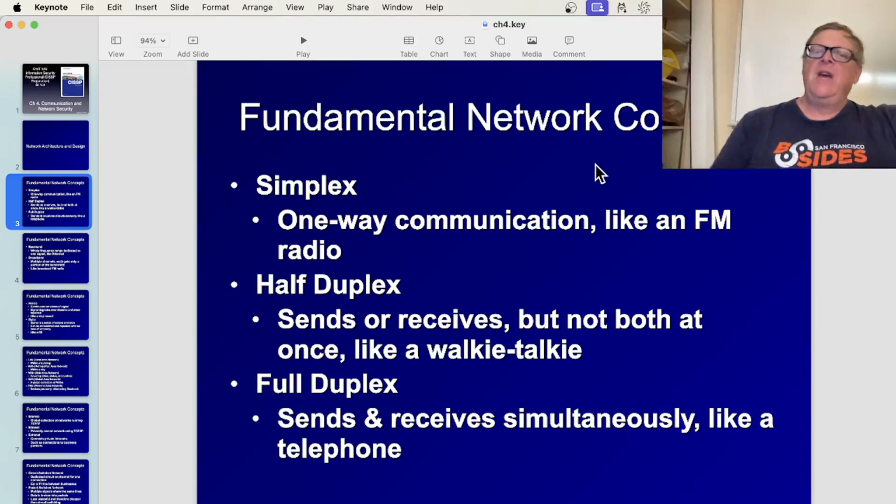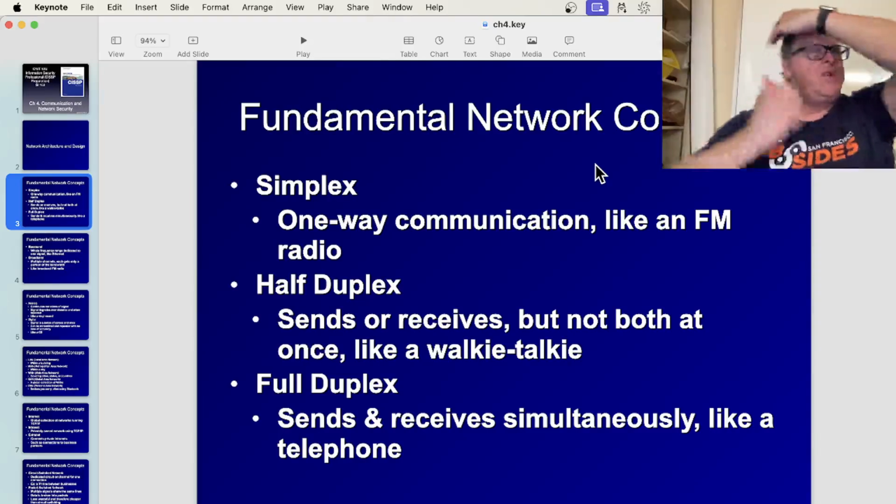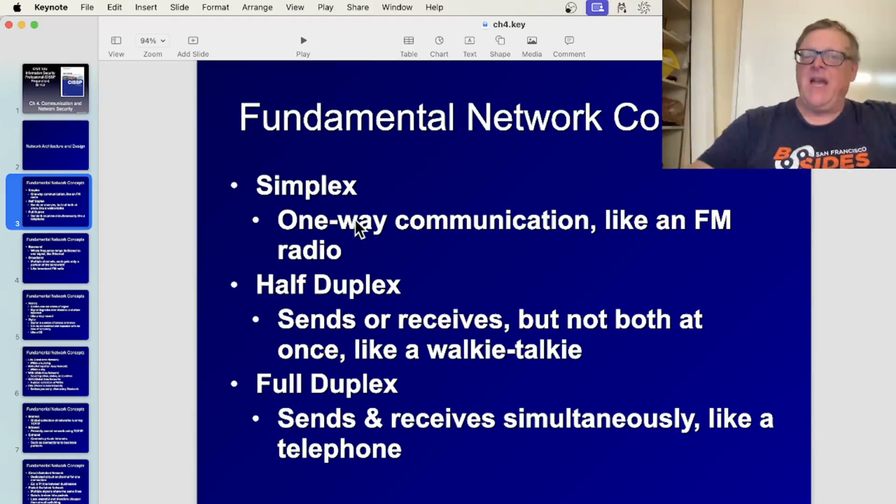There's simplex, where you just send it one way only, like FM radio. You broadcast it from the station, people can receive it. There is no way to send data back to the server. That's simplex. Half duplex is where you send and receive, but not both at once.